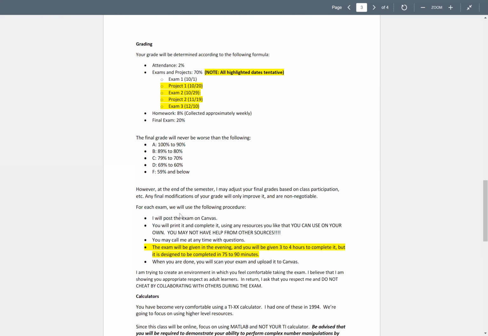Maybe I am being stupid and too easy, and you guys are going to cheat left and right. But as it says here, I am going to trust that you guys are adults. If I see you cheating on the first exam, things may change about this.